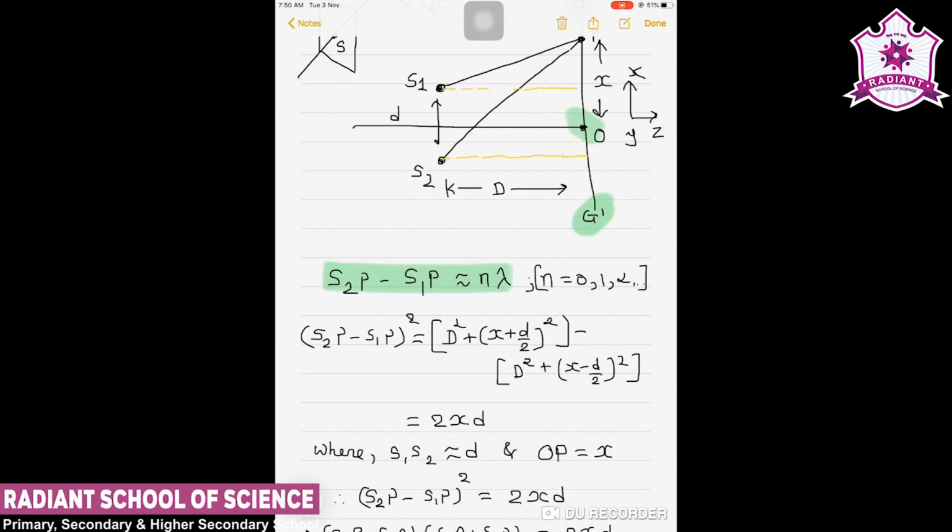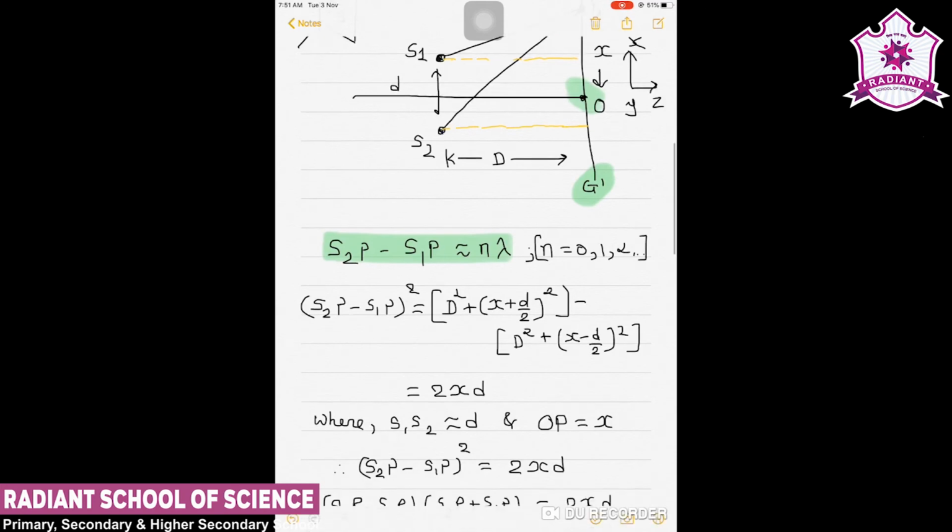Now we should mention here that the fringes are straight lines although S1 and S2 are point sources. If we had slits instead of point sources, then each pair of points would have produced straight line fringes, resulting in straight line fringes with increased intensities. So that is the experimental work of Young.